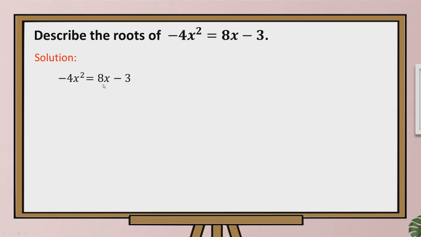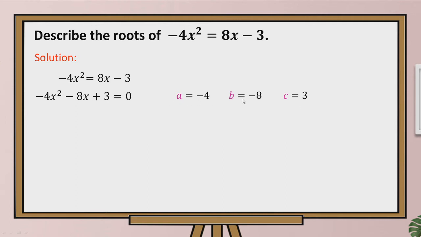So the standard form of this quadratic equation is negative 4x squared minus 8x plus 3 equals 0. So nilipat lang natin to the other side of the equation these terms, and this side becomes 0. And then the next step is to determine the coefficients a, b, and c. So based sa ating standard form, the value of coefficient A is negative 4, the value of coefficient B is negative 8, and the value of coefficient C is positive 3.